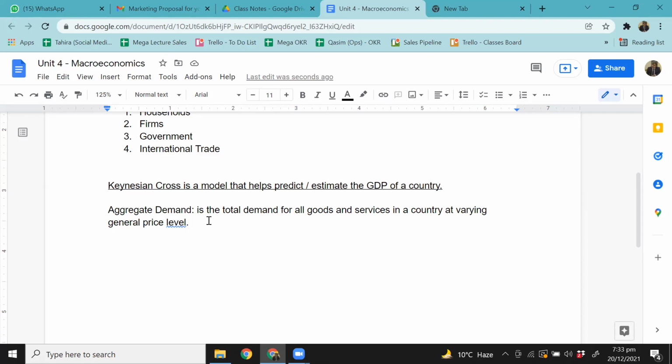Now, when we talk about aggregate, that is not one product, that is the demand for all goods and services produced in a country. So you will say, aggregate demand is the total demand for all goods and services produced in a country at varying general price levels. When you look at the graph for aggregate demand, you would see that you have general price level on the y-axis.